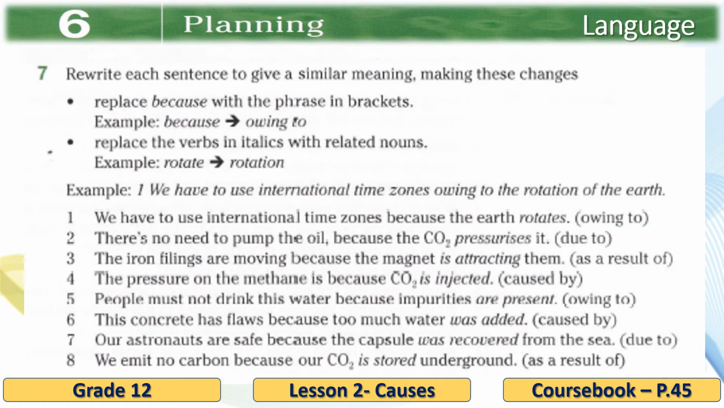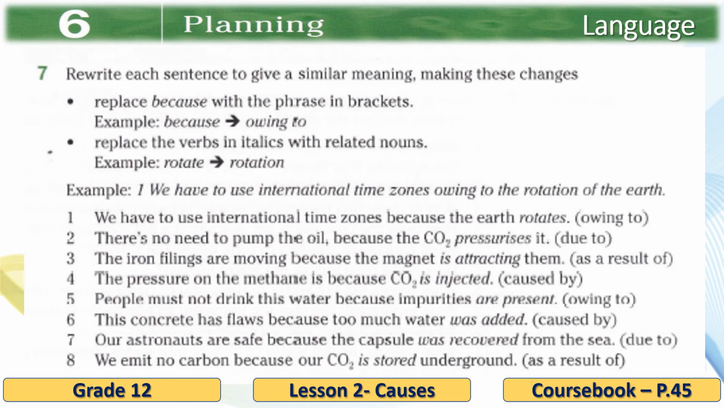Now let's do exercise number 7, which says rewrite each sentence to give a similar meaning, making these changes. For example, replace because with the phrase in brackets, because to, owing to. Or replace the verb in italics with the related nouns, rotate to rotation. Let's begin with the first one as an example. We have to use international time zones because the Earth rotates. Here we have the word because followed by the verb rotates. So we have to replace because with owing to. And as a result, we have to change the verb rotates. So the answer is we have to use international time zones owing to the rotation of the Earth.